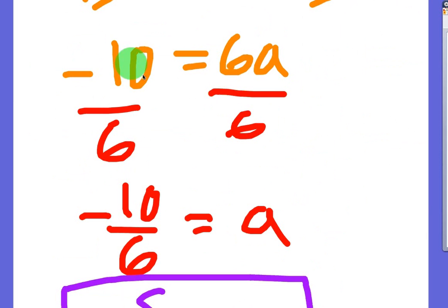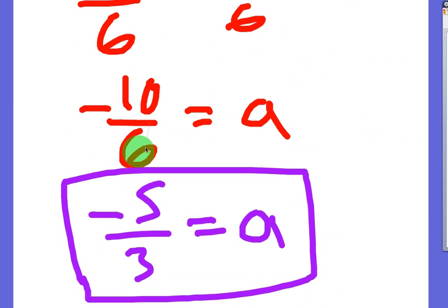So negative 10 over 6 can be reduced, right, by dividing the top and bottom by 2. Therefore, the final answer is a equals negative 5/3. And yes, it's completely acceptable if your variable equals a fraction.